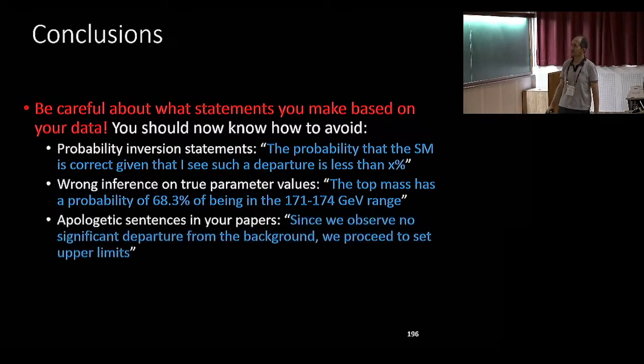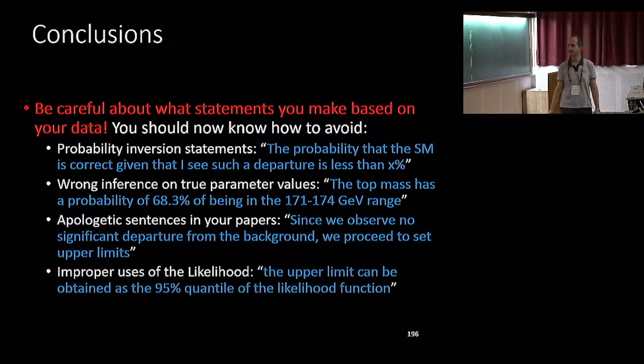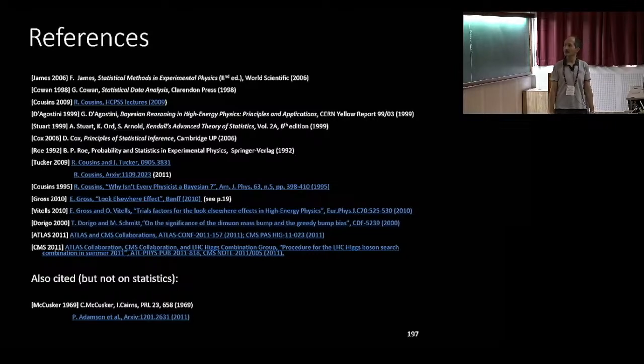Remember that. And you should avoid apologetic sentences in your papers. Since we observe no significant departure from the background, we proceed to set upper limit. This is a posteriori. Don't do that. This is flip-flopping. Improper uses of the likelihood: the upper limit can be obtained as the 95% quantile of the likelihood function. No sense whatsoever. It's not a PDF. Don't integrate it. These are references.